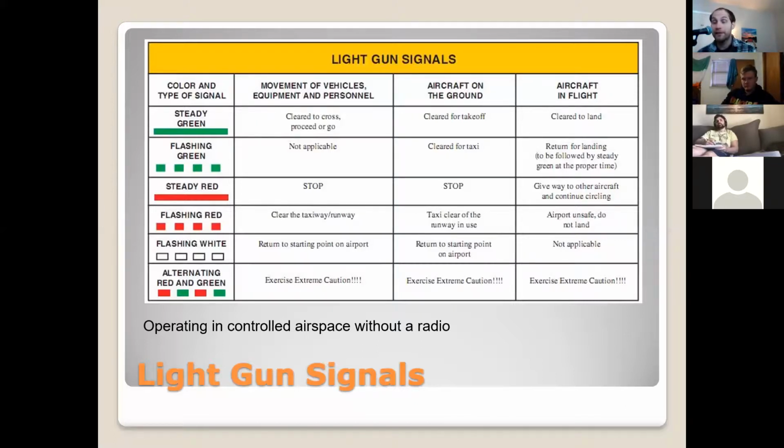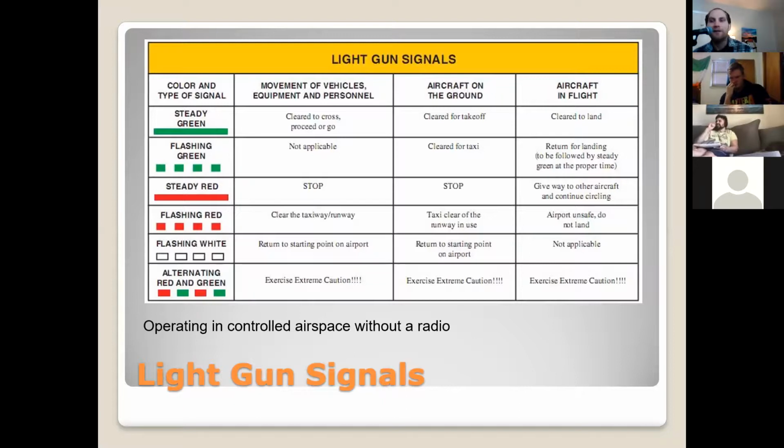Green is good. We like the green messages. The next message is a solid red. Ooh, solid red. So solid red, if you're on the ground and you look up to the air traffic control tower and you see a solid red light flashing at you and it's solid red, that means stop. S-T-O-P. Do not continue moving forward. Stop. It is that simple. So light gun signals, red, stop. And that's if you're on the ground at the control tower at the airport.